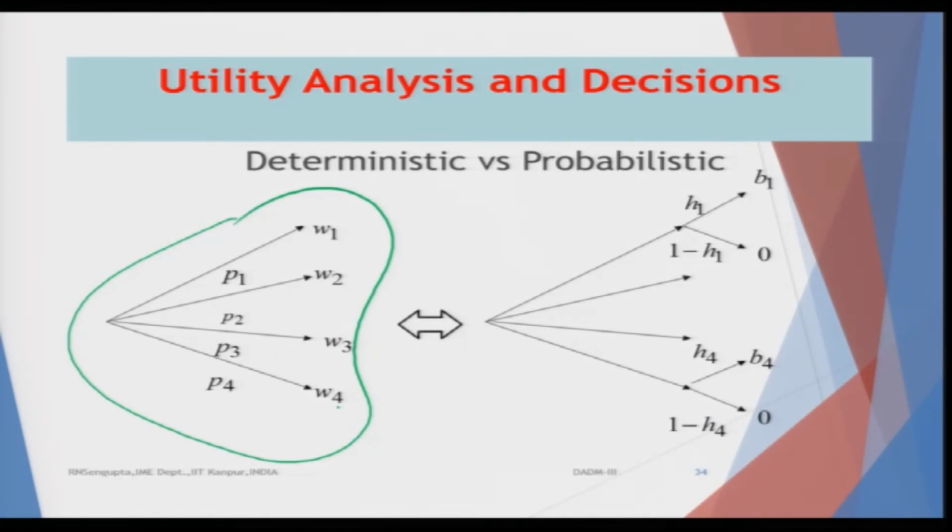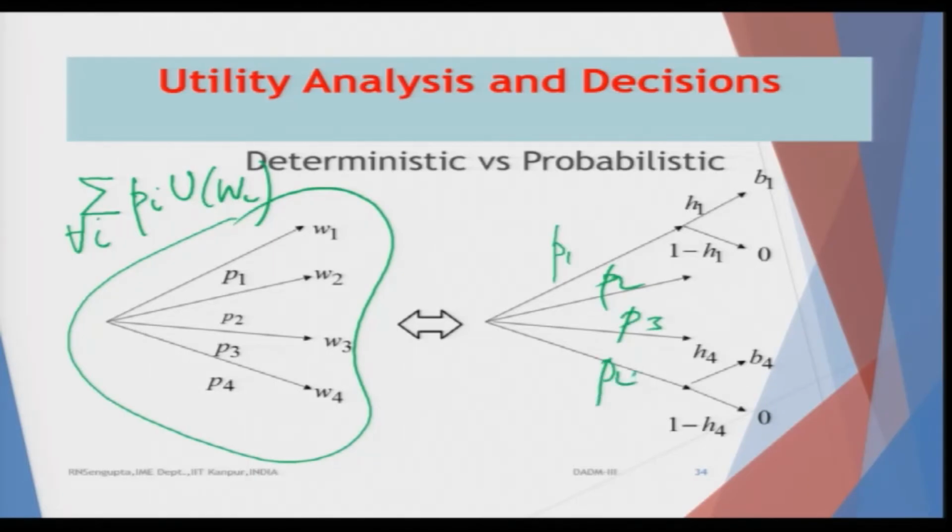Now, mark it here, W 1, W 2, W 3, W 4 are technically the utilities. If I want to go into detail and consider the utility function to be U of W, then for the left hand side I will use the summation over all i of P i into U of W i. Here W 1, W 2, W 3 are the corresponding wealth. Similarly, on the right hand side, considering the probability, obviously they would be the same. This is P 1, P 2, P 3, P 4.